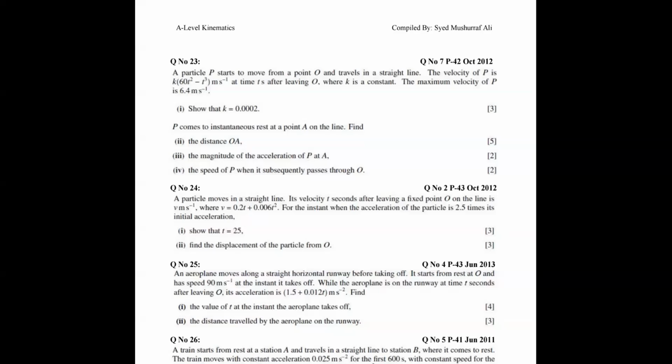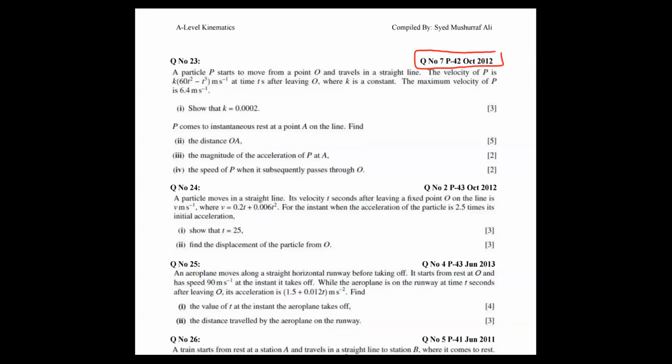So we have a question here, October 12, 42 variant. The question says a particle P starts from a point O and travels in a straight line, and the velocity of P is given by this formula. So the maximum velocity of P is this one. This is a key point here.